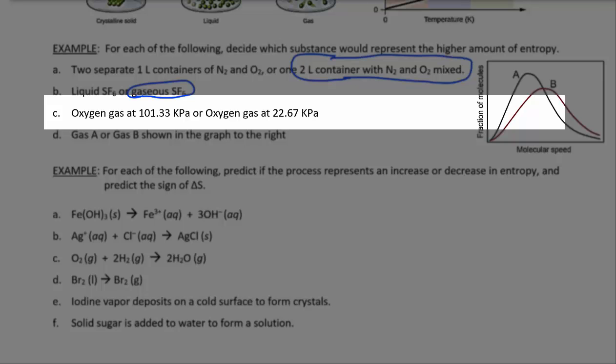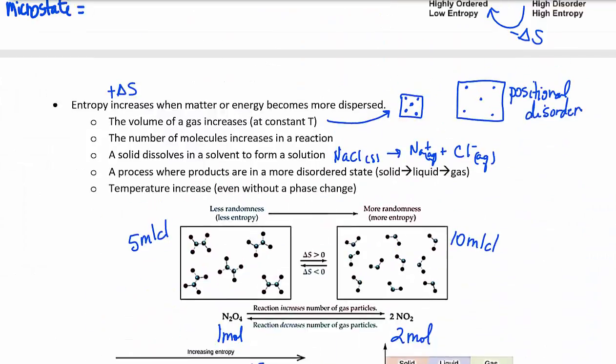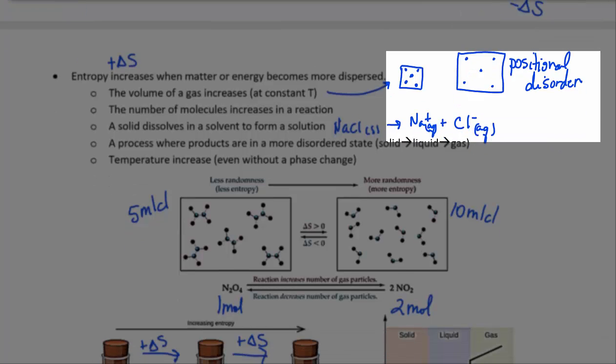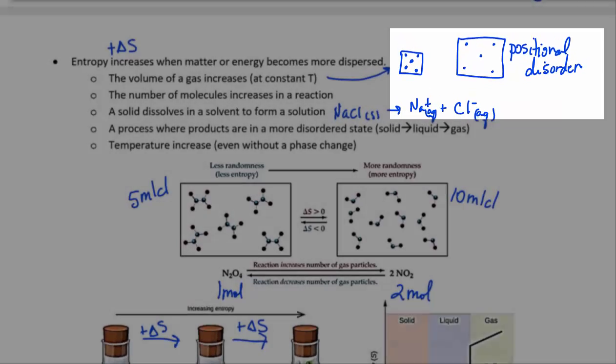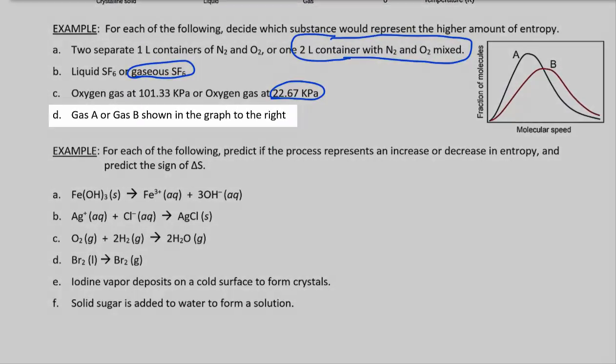Oxygen gas at a high pressure or oxygen gas at a low pressure. The low pressure would have the higher entropy, just like we talked about right up here with the volume of a gas increasing at constant temperature. If you have a larger volume, you're going to have lower pressure, and it increases your positional disorder because there's more space between the molecules. Same thing with a lower pressure.